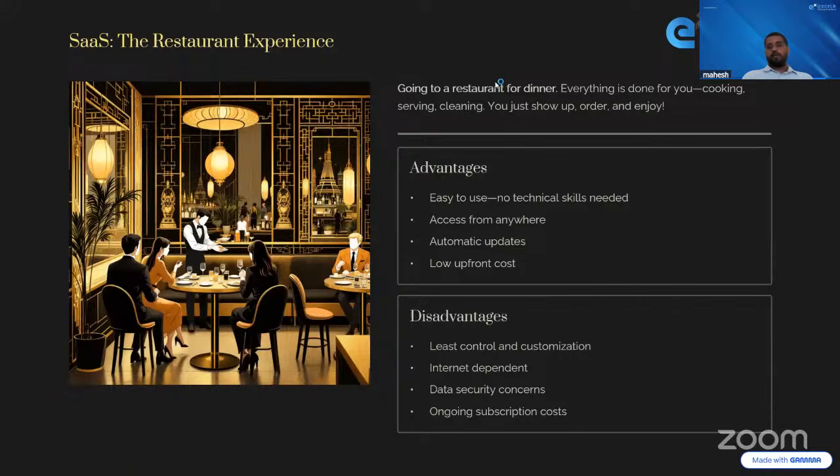So how much food you are going to consume, based upon that, you will pay the restaurant owner or whoever it might be, right?